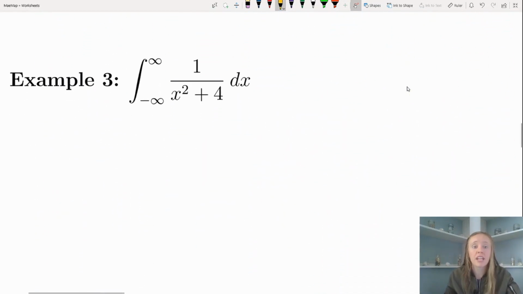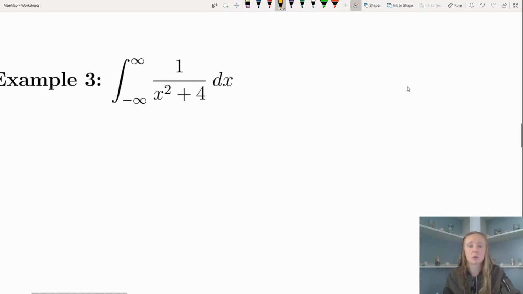In example 3, not only do we have infinity on one side of our integral, we have a negative infinity on the other side of our integral. But we can't take the limit as b approaches infinity and negative infinity all in the same step, so what we're going to have to do is split this integral up. And you can choose any constant that you want for that split. I'm going to choose 0 because it's an easy number to work with.